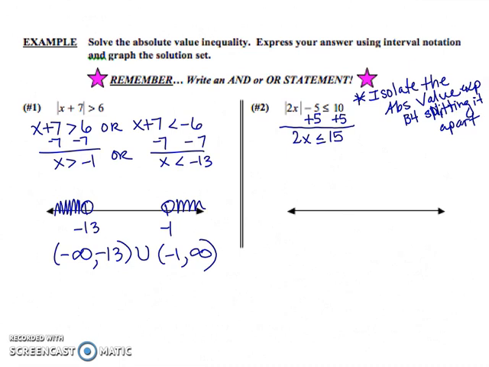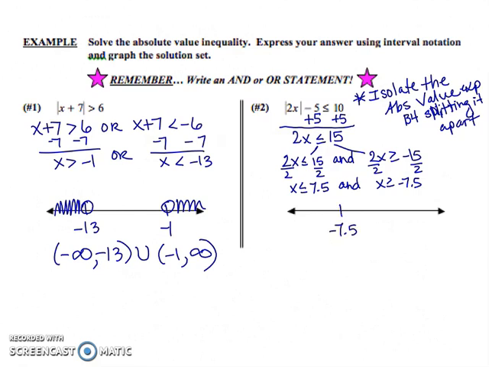Now we can split it. Less than is and. So we are going to have 2x is less than or equal to 15 and 2x is greater than or equal to negative 15. In both cases, all we have to do here is divide by 2. So we end up with x is less than or equal to 7.5 and x is greater than or equal to negative 7.5. So on a number line, negative 7.5 goes on the left and positive 7.5 goes on the right. These are closed circles, and our shading is going to be between them.